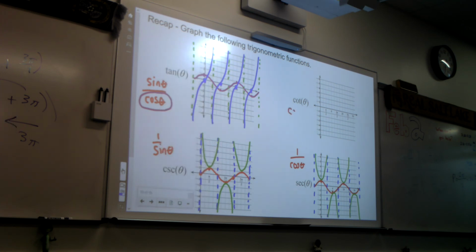Yeah, because this is cosine over sine, so we're just going to graph sine. So let's take a second and graph sine. Are you guys getting faster at graphing sine and cosine? Or am I just going too fast?